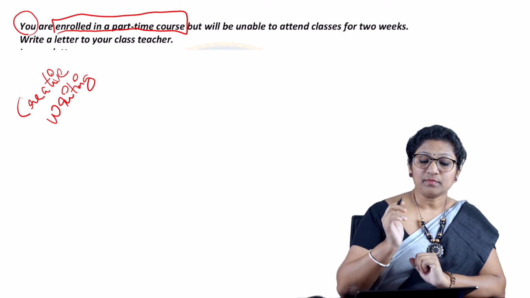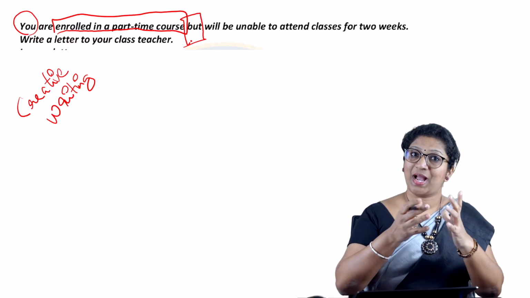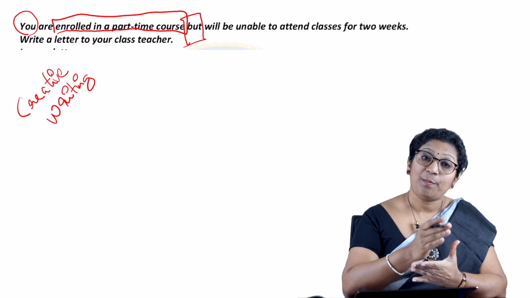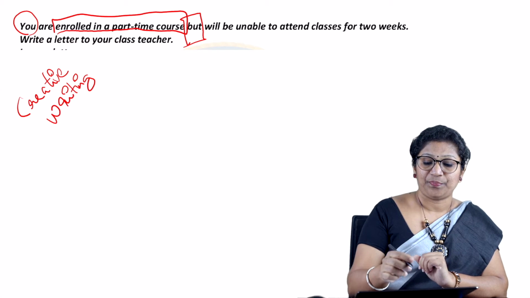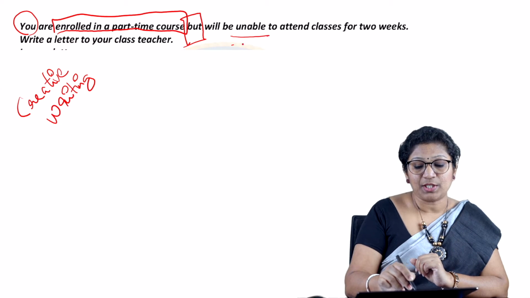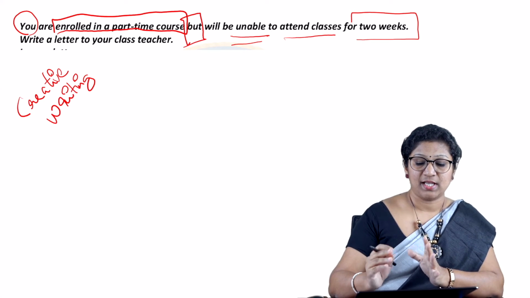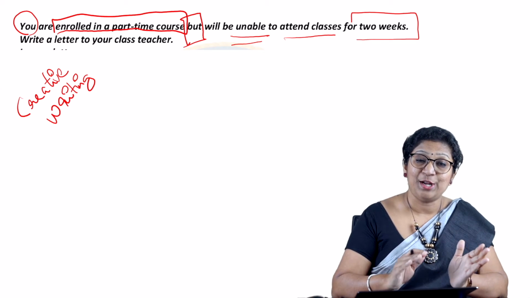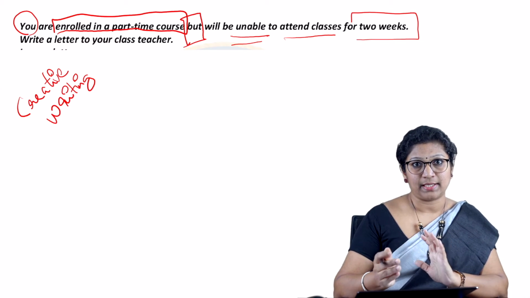Okay. Then the context says "but." So "but" means you have started your course, you have enrolled for it, but there's something else going to stop you from attending it, right? So what is the condition here? Will be unable to attend classes for 2 weeks. Okay, so the time is fixed for 2 weeks. So here you can decide a date. For 2 weeks means approximately from when to when would you not be able to attend a class. So we can decide on a particular date.